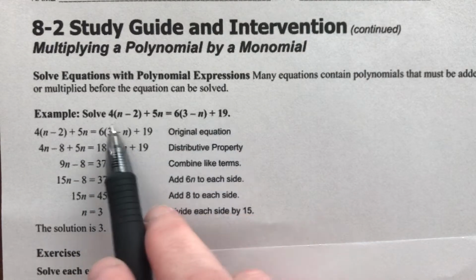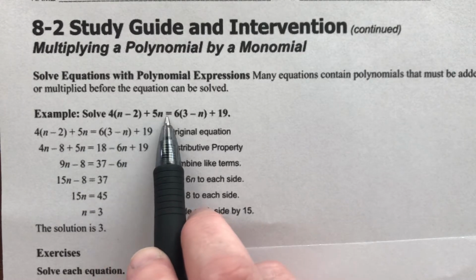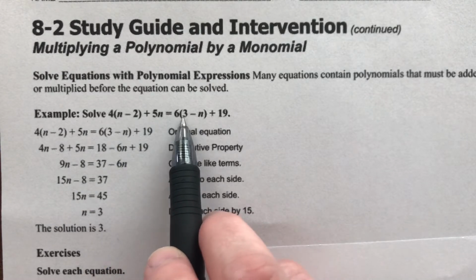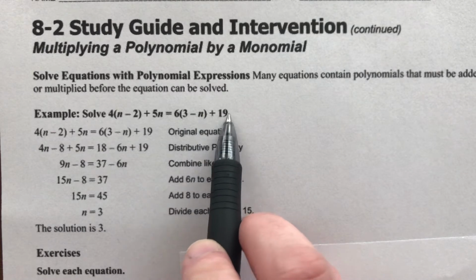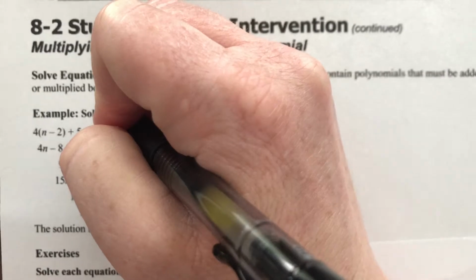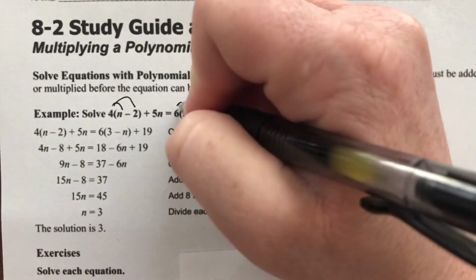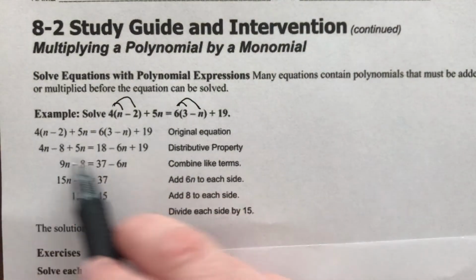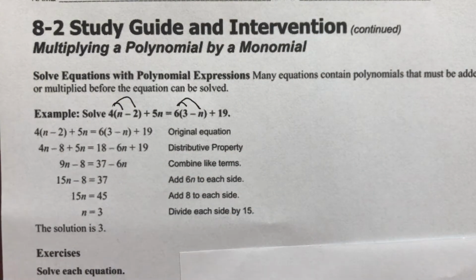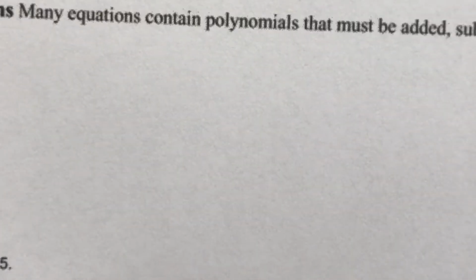Example 1, we've got 4 times n minus 2 plus 5n equals 6 times 3 minus n plus 19. So in order to solve for this, we're going to have to distribute, right? So we're going to distribute this 4, and we're going to distribute this 6. Now, they've done it here for us, so I'm going to check myself, but I'm actually going to try and do the work over here to the side. So as I simplify, I'll write it.